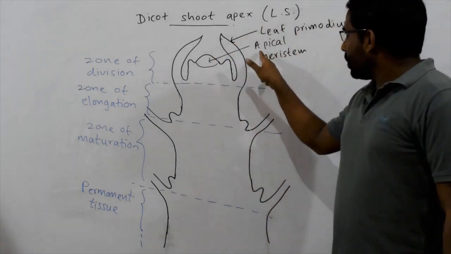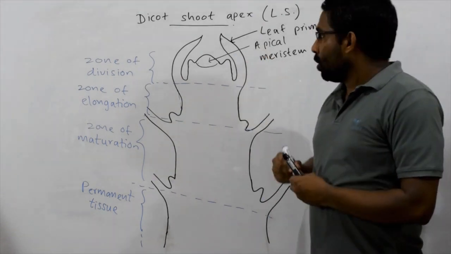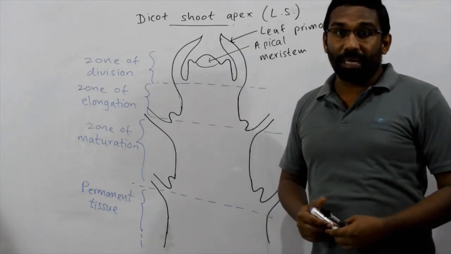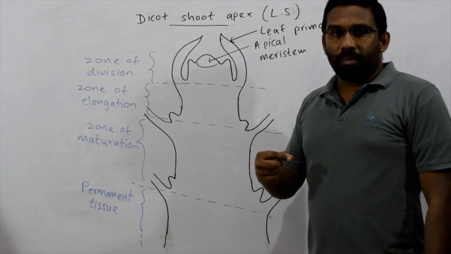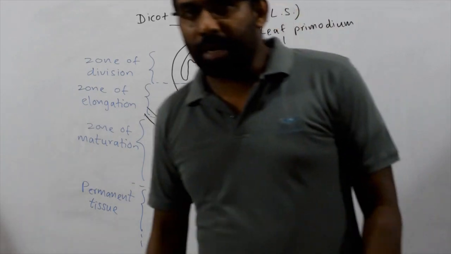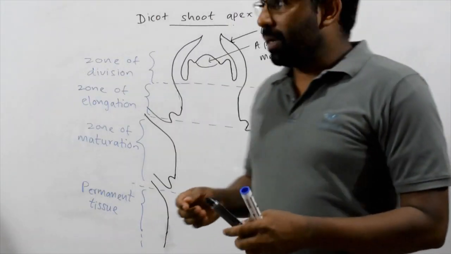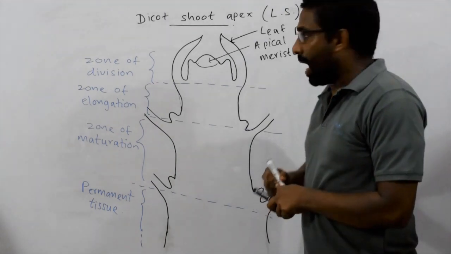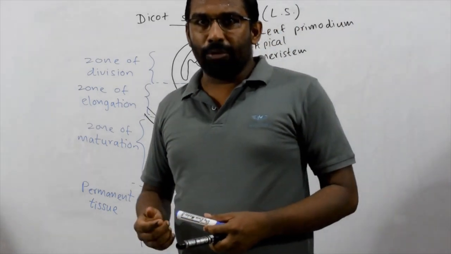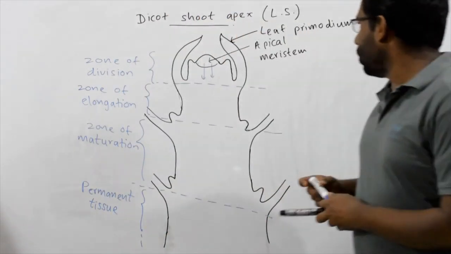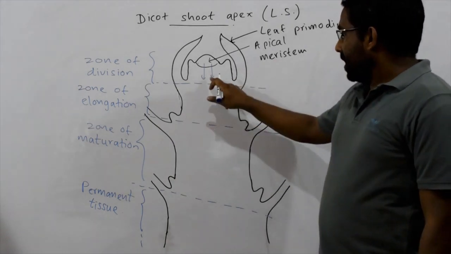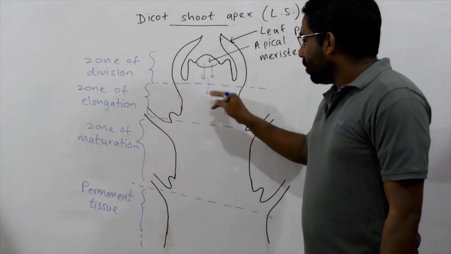Okay, you know that this apical meristem consists of initials. Those initials continuously divide by mitosis and add new cells. In the root apex we said the initials in the apical meristem divide and add new cells both inwards and outwards. But here the apical meristem adds new cells only inwards. These new cells added are pushed towards the zone of elongation.